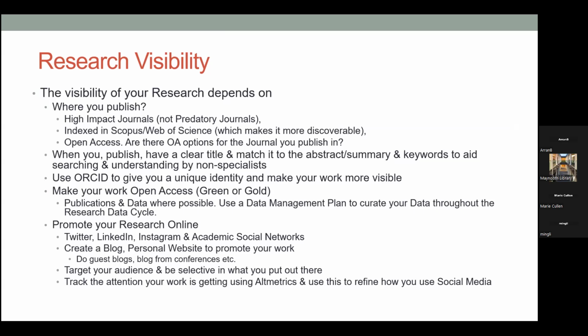And promote your research online, so things like Twitter or X, LinkedIn, Instagram, academic social networks can be used with caution. Of course, all these social media things come with a health warning. And like the likes of Twitter, I know some people are pulling away from it. So you might want to consider, are there other ones out there that you might want to get involved in? Maybe create a blog, a personal website, promote your work that way, do guest blogs, blog from conferences, anything just to get your name and your work out there. And that'll all impact then on your readership and your citation rates. Target your audience, be selective about what you put out there. So if you are using social media, think about who you want to connect with, and use their handles and tag them and all this kind of thing.